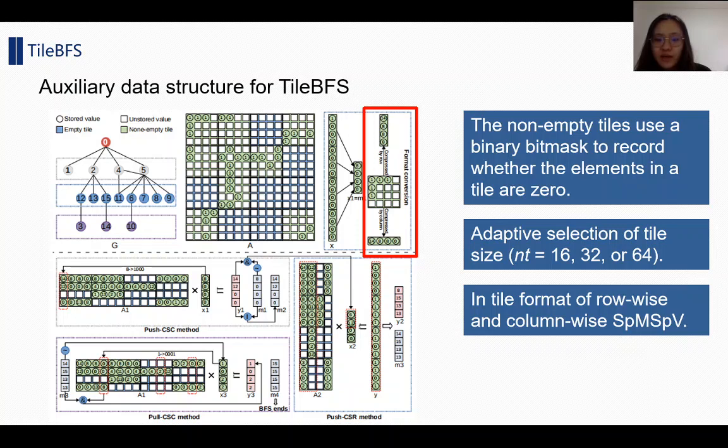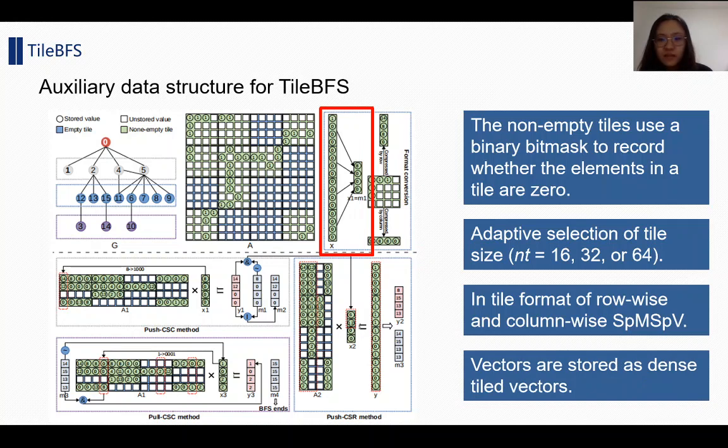When the input vector is sparse, we choose column-wise SpMSpV. Columns are stored between matrix tiles, and columns are also stored within matrix tiles. We will store both formats, and for undirected graphs, they are the same, so we just save it once. Finally, regarding the storage of sparse vectors, we also store the dense vectors in binary mask format.